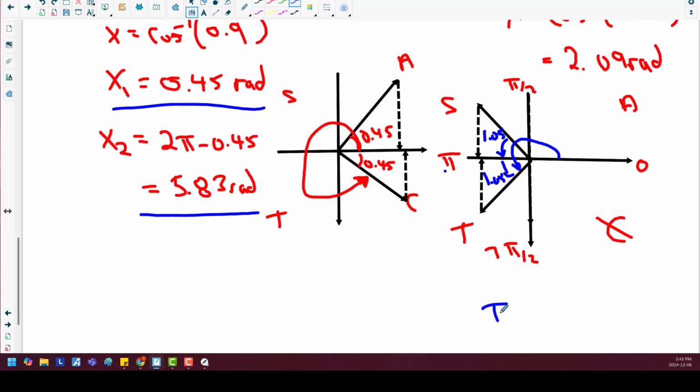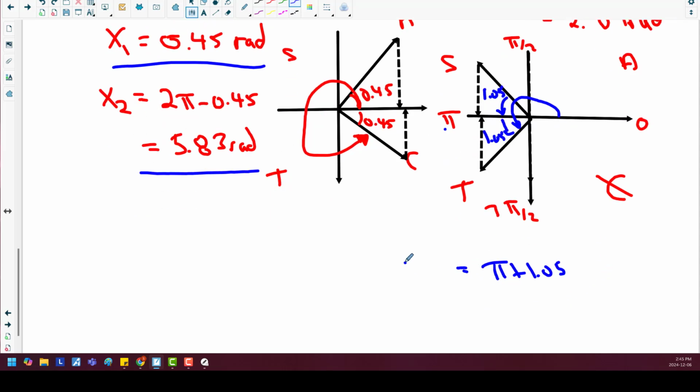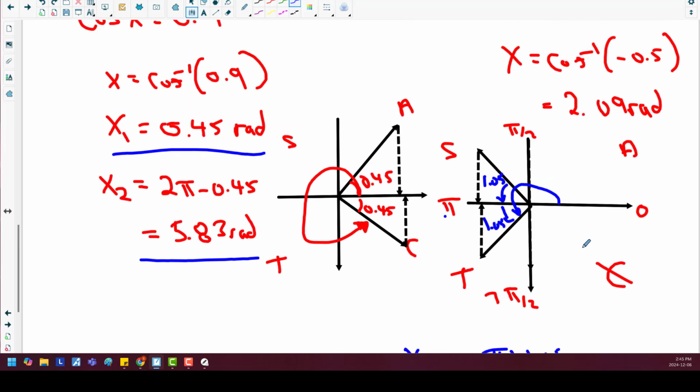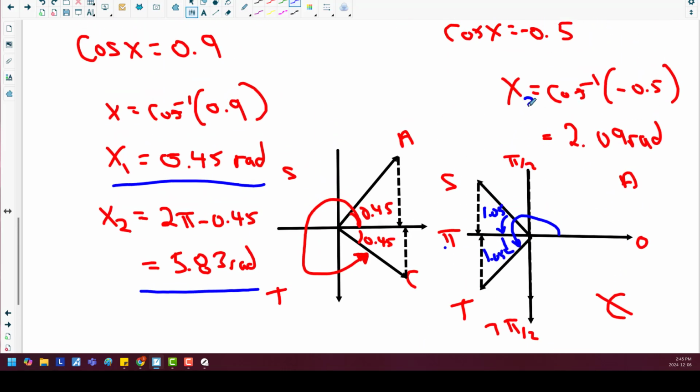So pi plus 1.05 is 4.19 radians. So that's one answer. And that's another answer.